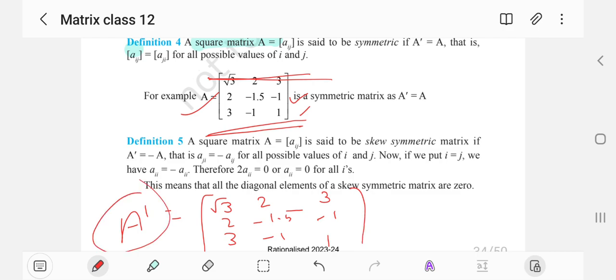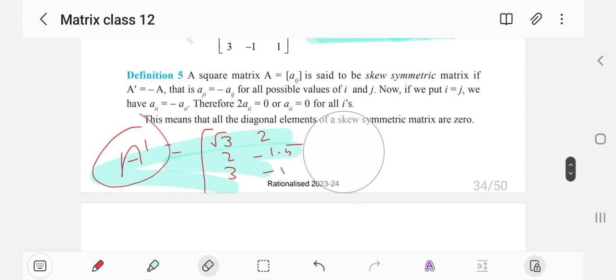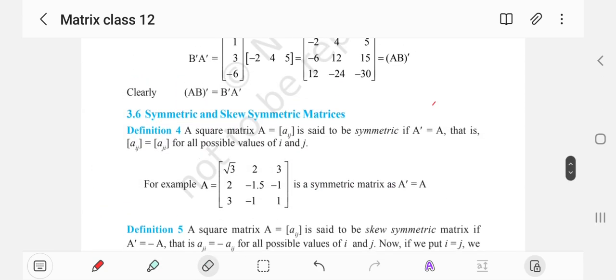Now examine A transpose and A. Are they both the same? Yes, they are the same. Therefore we can say that the transpose and the original matrix are the same, hence we can conclude that it is a symmetric matrix. I hope it is clear to you. Here is a notation in which it is denoted that Aij equals Aji, right? I hope it is clear.